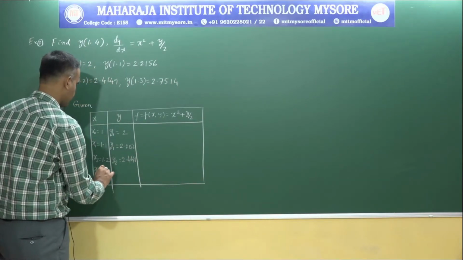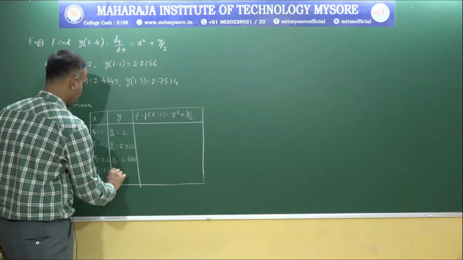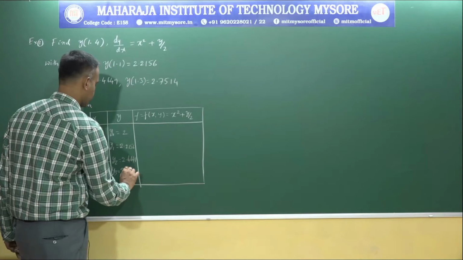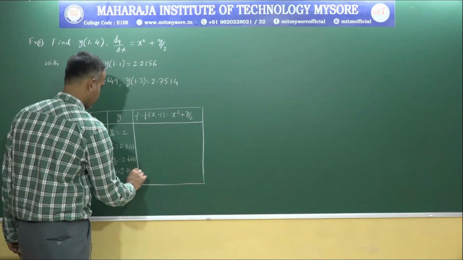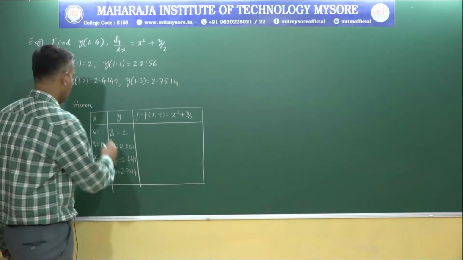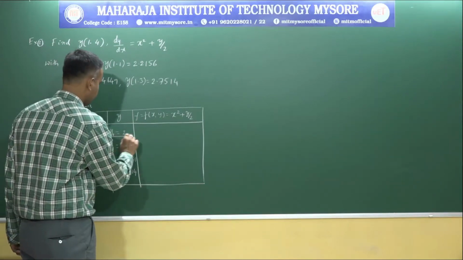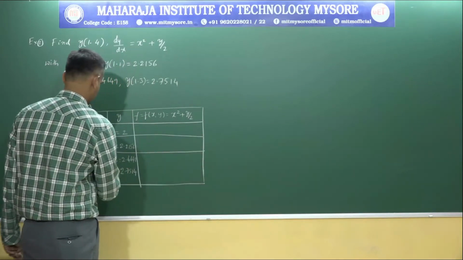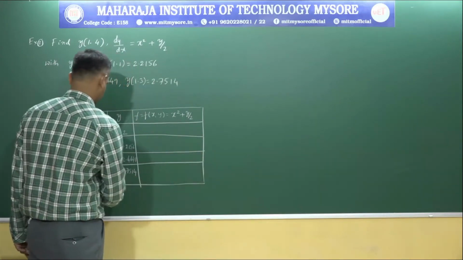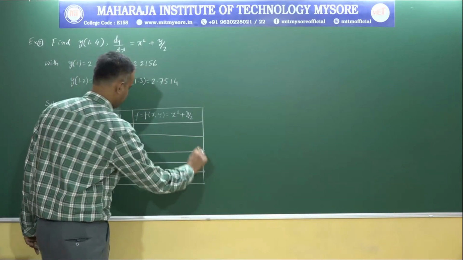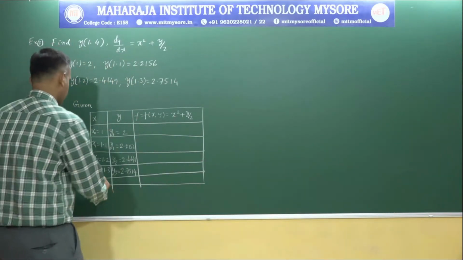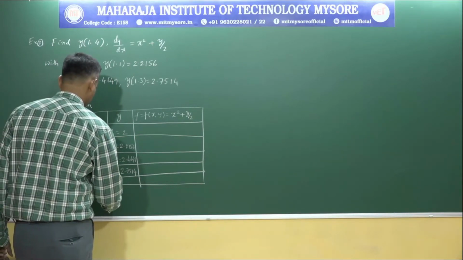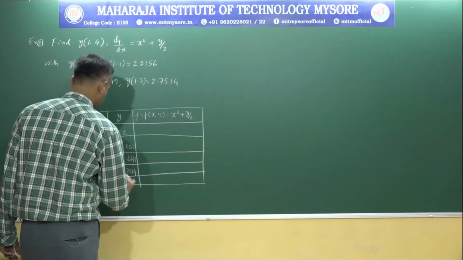Now the next one, x3 is 1.3, y3 is 2.7514. Now the next estimation is at the particular point x4, 1.4, where y4 is to be found.